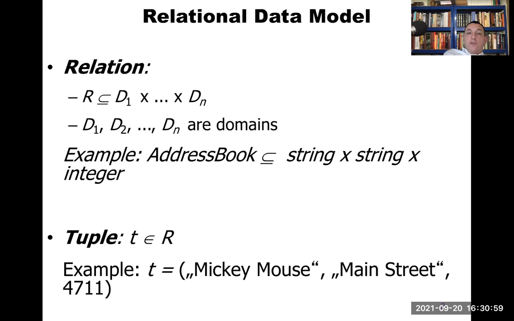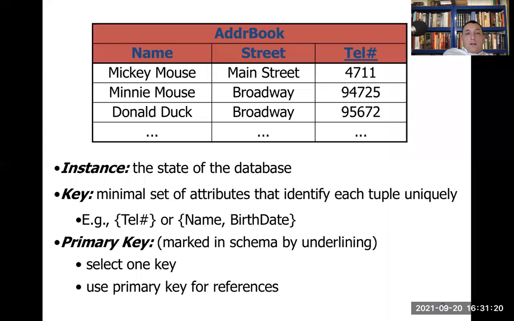So at each record in an address book, each tuple in an address book is a combination of two strings and an integer. And formally, that means that relation is a subset of all the possible combinations of two strings and integer. So instance, in terms of relational tables, instance is a state of the table.